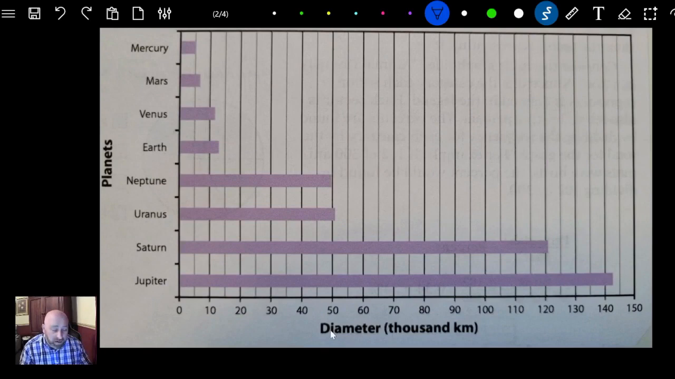Look at this title right here. It says that this is a diameter, and it's in the thousands of kilometers. So for every 5, we're not talking about 5 miles. We're not talking about 5 kilometers. We're talking about 5, it says right here, thousand, okay? So that's 5,000. So Mercury has 5,000.